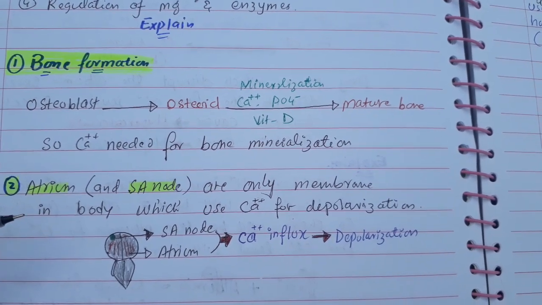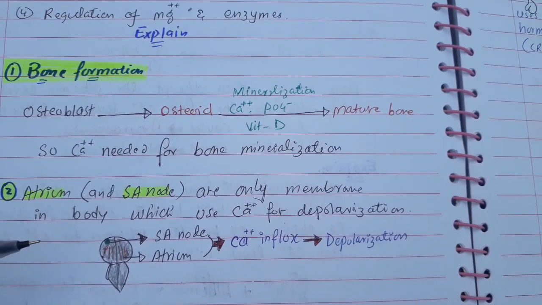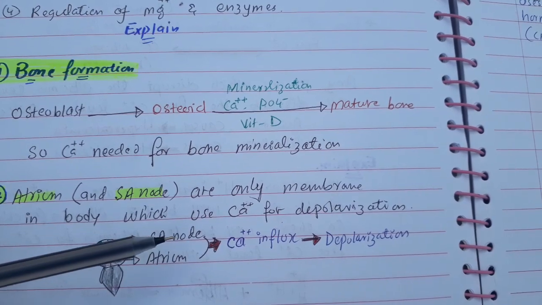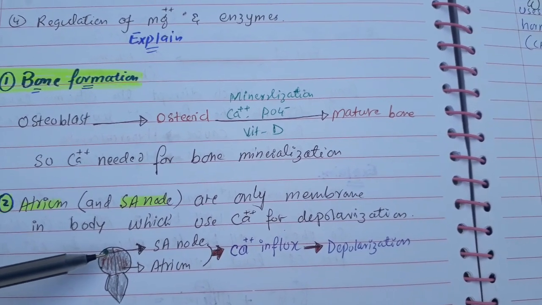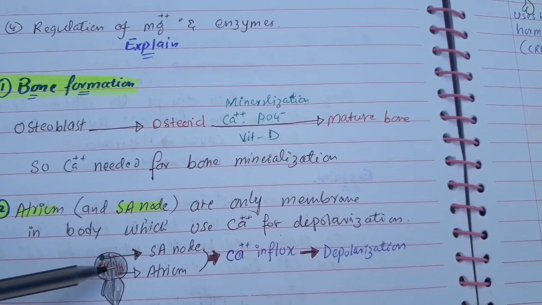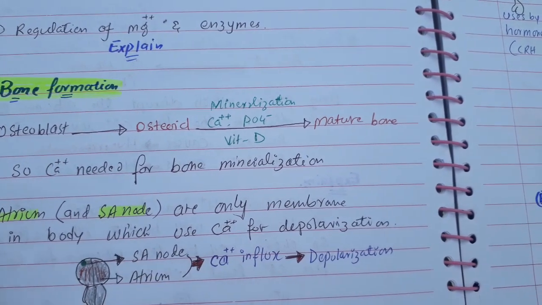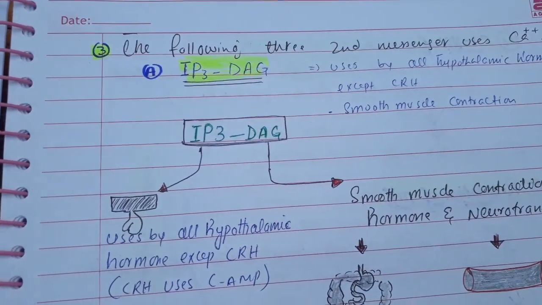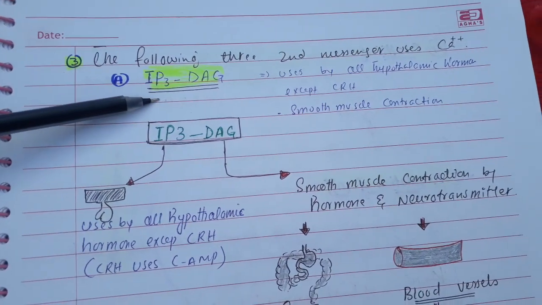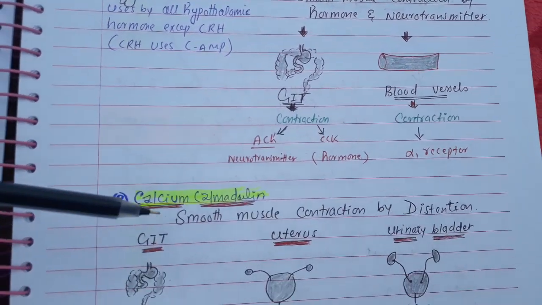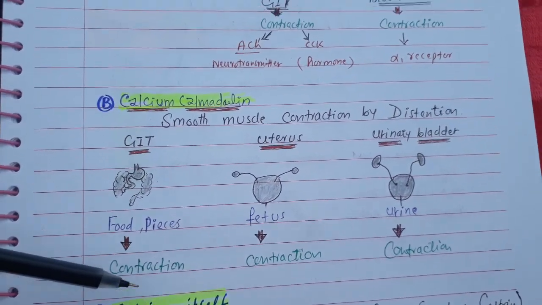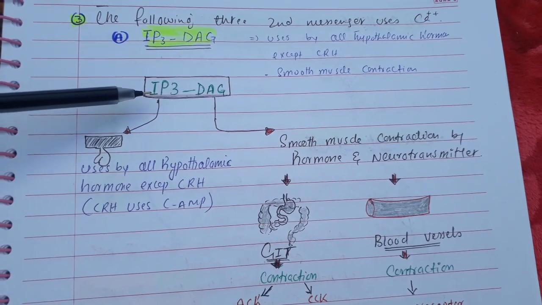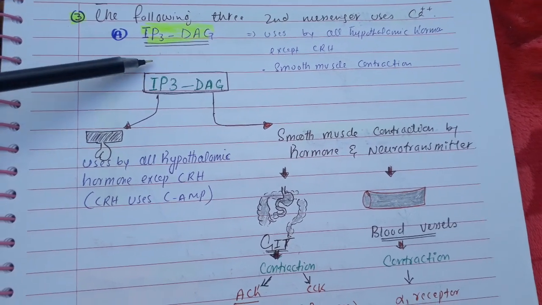Now atrium and SA node are the only membranes in the body which use calcium for depolarization. The calcium influx in the SA node and atrial cell membranes will lead to depolarization. Now there are the three messengers: IP3 DAG, then calcium-calmodulin, and then calcium itself. Now you see the IP3 DAG system. This is the second messenger.